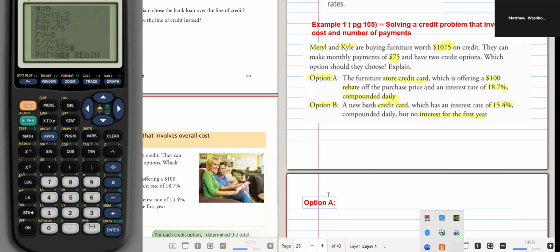Because if I know I'm paying 75 bucks a month, whichever one's a longer loan, I'm paying the same amount every month. Well, that's obviously the more expensive loan, right? So all I've got to do is figure out what N is. How long is this loan, right? So I'm going to solve it.